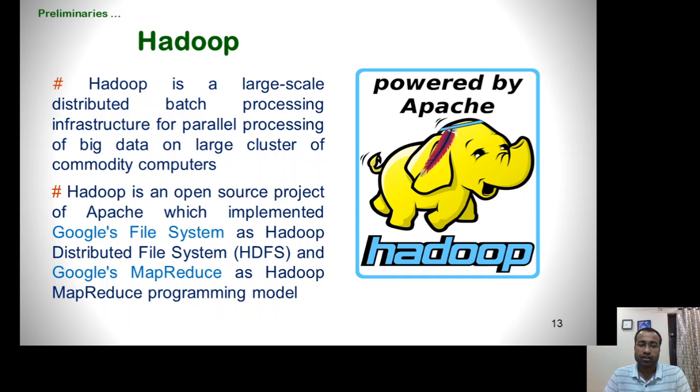So it is a distributed batch processing infrastructure for parallel processing. We know that if it is a distributed system, it obviously processes things in a parallel way. If a system is a distributed computing framework, then it performs all its tasks in a parallel way. So it is parallel processing of big data on large cluster of commodity computers.